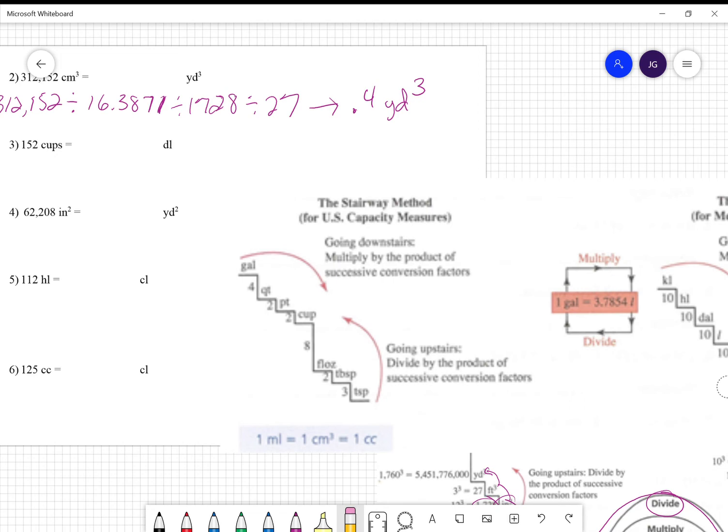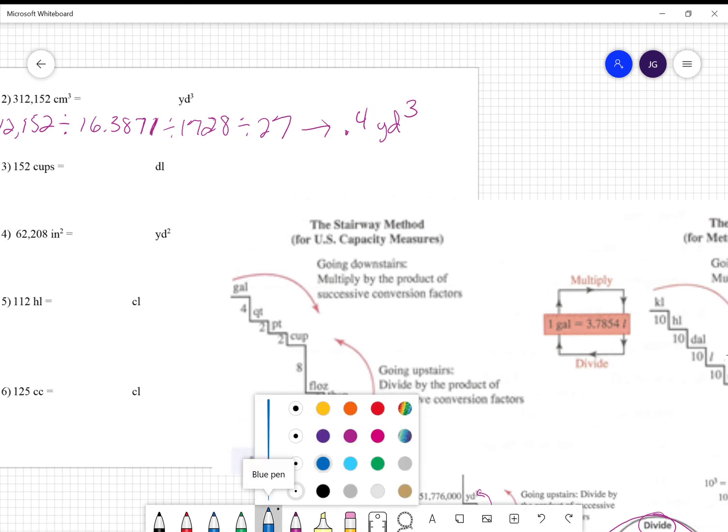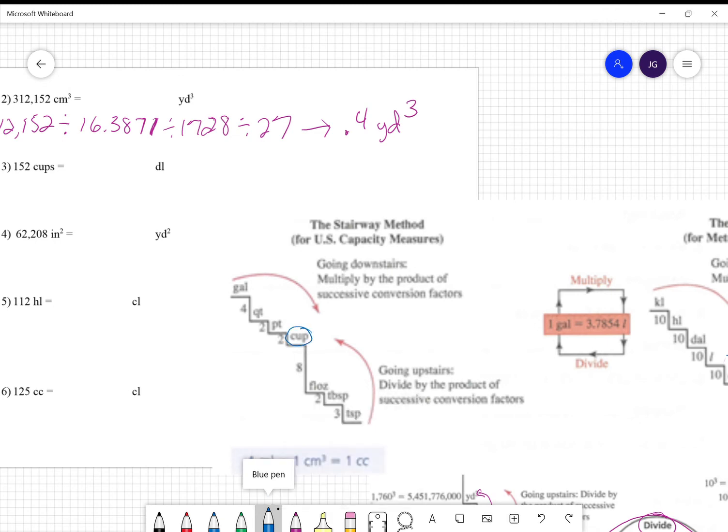Trying to change the color of my pen. It's not working. Okay, so 152 cups. I'm right here. I want to go to gallons. So I'm going to have to go up 1, 2, 3 steps. So 152, I'm going up, so I'm dividing by 2, 2, and 4.